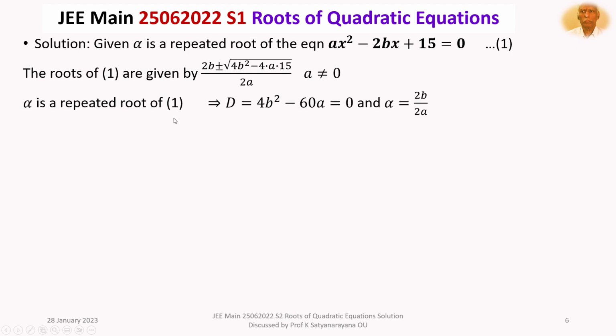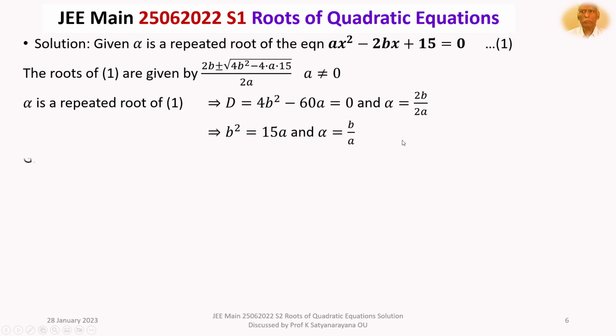So alpha is a repeated root of this equation. Then the discriminant 4b square minus 60a is equal to 0, and alpha is equal to 2b by 2a. So 4b square minus 60a is equal to 0 means 4b square is equal to 60a. Therefore b square is equal to 15a, and alpha will be b by a, cancelling 2. So these are the two conditions we got.